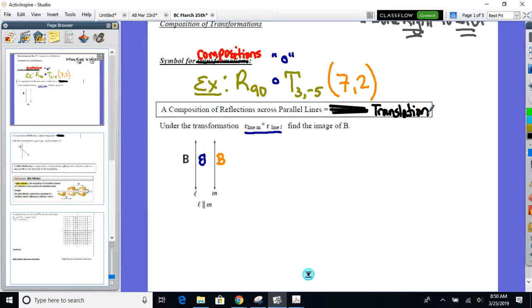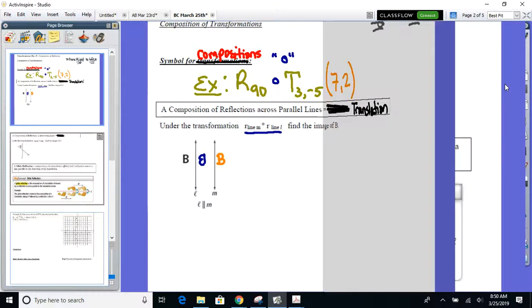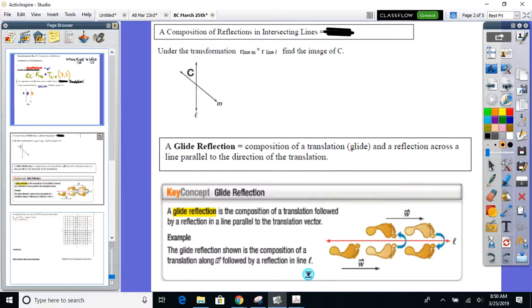Are my lines always going to be parallel? What other type of lines do I have? If they don't intersect, they will intersect, right? So what happens when I do this over two intersecting lines? Let's find out. So now L and M are not parallel anymore, they intersect. Is that going to still lead in a translation? Let's find out.